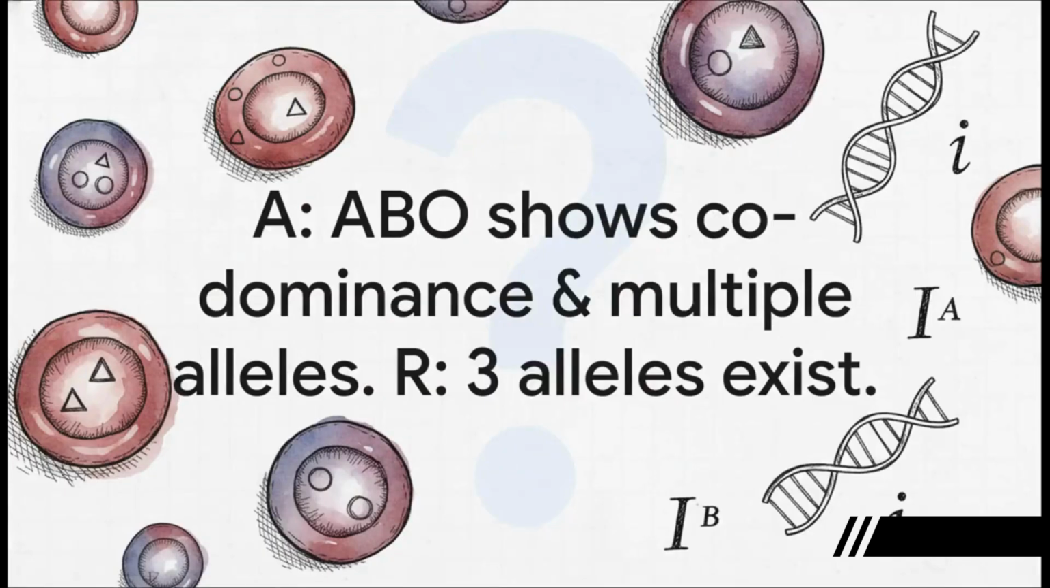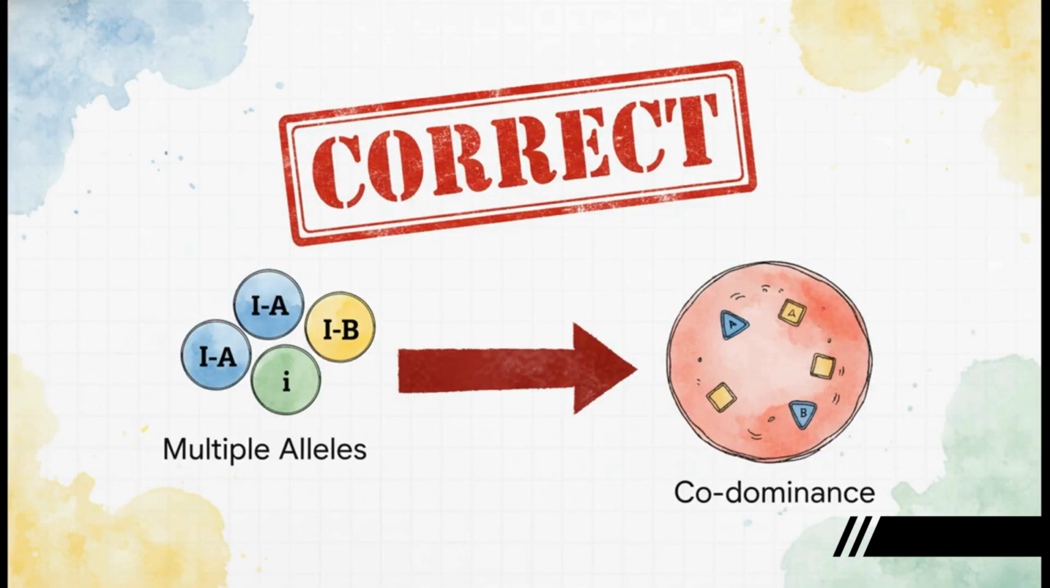Okay, let's try a trickier one, an assertion-reason question. The assertion is, ABO blood group shows both codominance and multiple alleles. The reason is, there are 3 alleles for this gene in the population. Think about the relationship between those two statements. And the answer is, both are correct, and the reason is the correct explanation for the assertion. Think about it. The very fact that there are 3 alleles, that's multiple allelism, is precisely why it's possible for the IA and IB alleles to exist together and show codominance in someone with AB blood type.